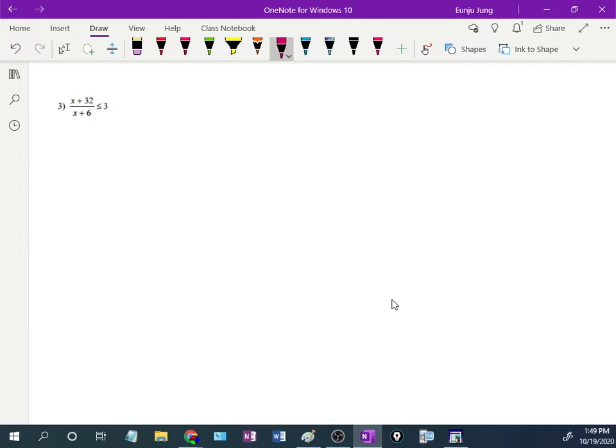Question number 3. So don't worry about the inequality for now. Let's find all the boundary numbers we can find from the given equation, okay? So let's solve the equation. By the way, do we have any excluded values for this inequality? That's right. So that is another thing I need to figure out, okay?